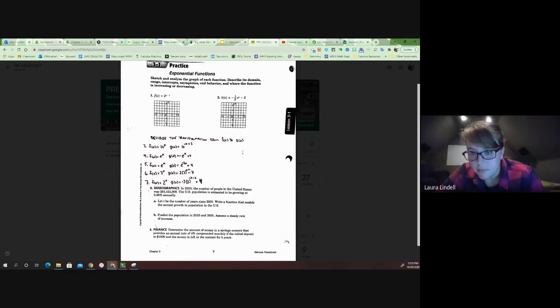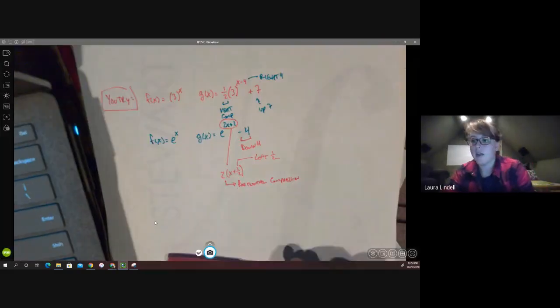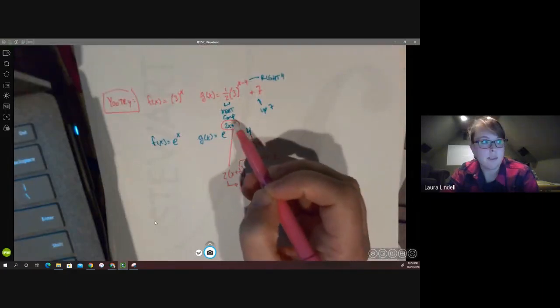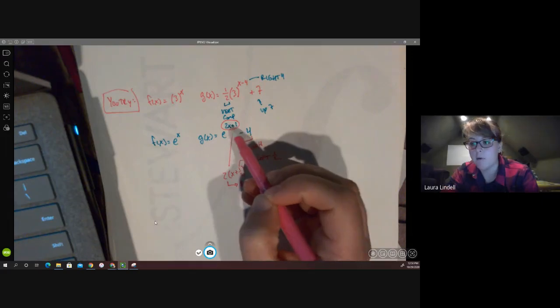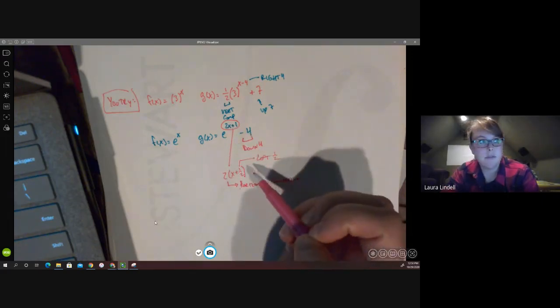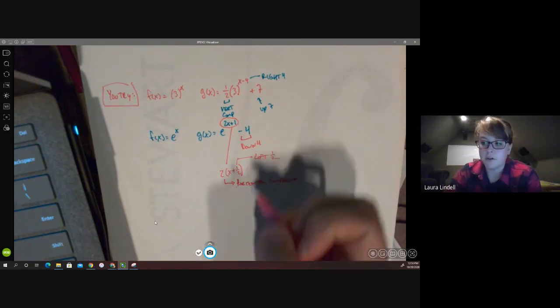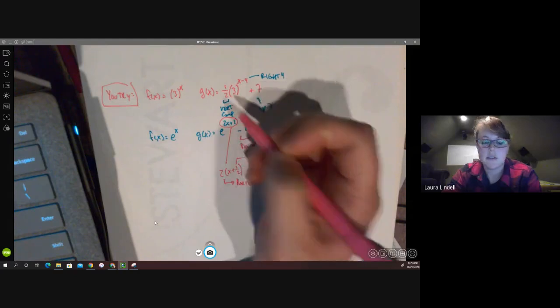Let's see, how do we know if something is vertical or horizontal compression? Yeah, that's a great question. So vertical versus horizontal. Horizontal has to do with when it's up in the exponent with the x. If it's something that's multiplied by the x within the exponent, then that would be horizontal compression or stretching. And then vertical is when it's outside in front and it's not up with the x.